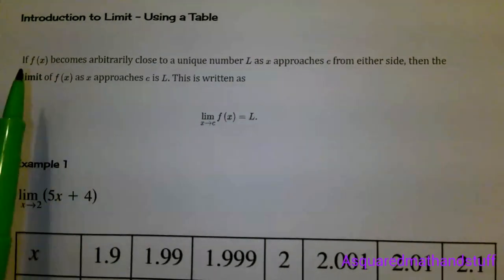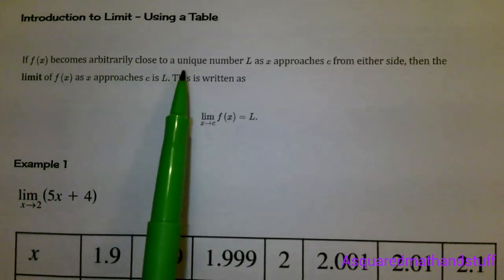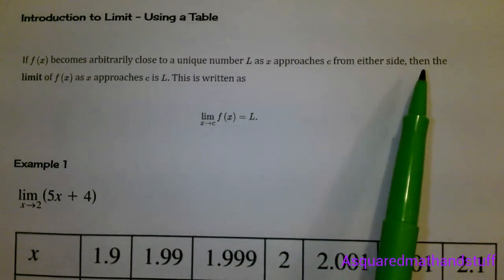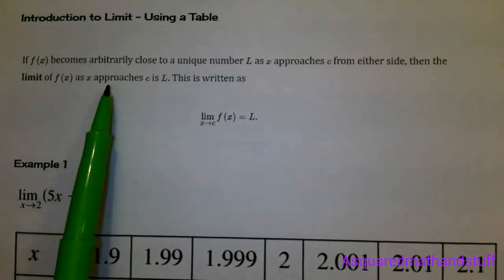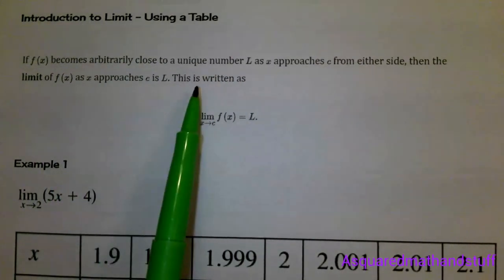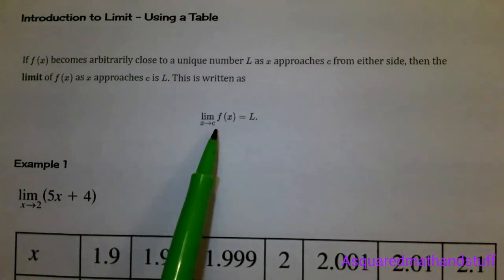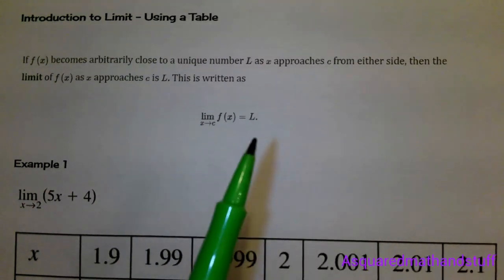So, the official definition says if f of x becomes arbitrarily close to a unique number L as x approaches c from either side, then the limit of f of x as x approaches c is L. This is written as the limit as x approaches c of f of x equals L. Yeah, probably didn't make sense to you, did it?